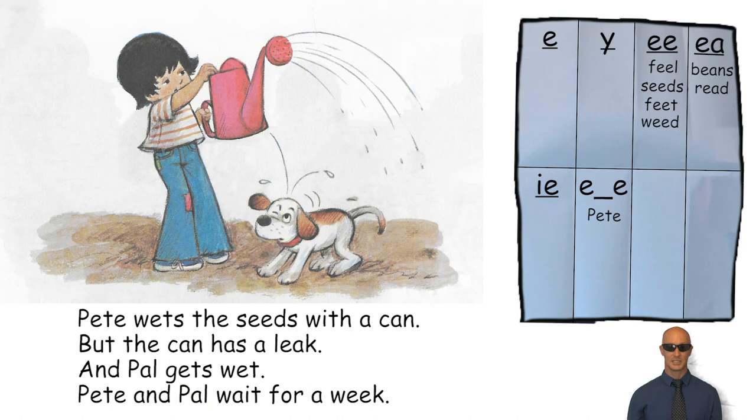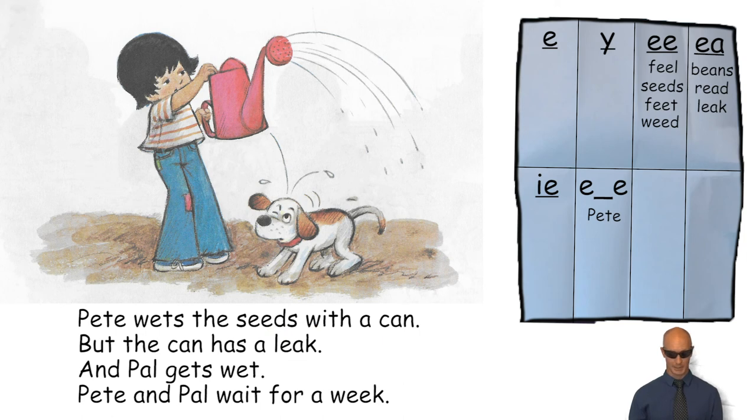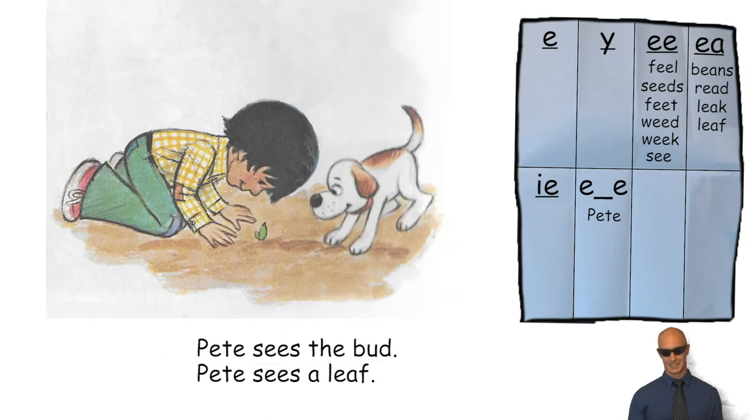Pete wets the seeds with a can, but the can has a leak. Leak. E-A. And Pal gets wet. Pete and Pal wait for a week. Week. Pal sees a leaf bud. Leaf. E-A. Pete runs to see. See. Pete sees the bud. Pete sees a leaf.